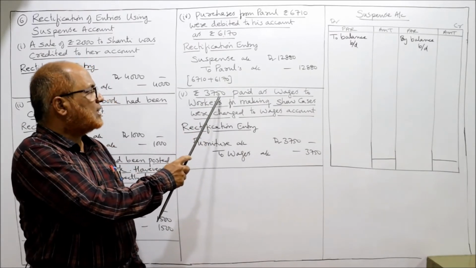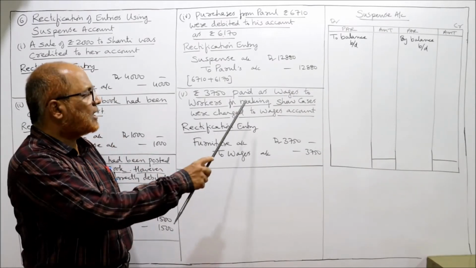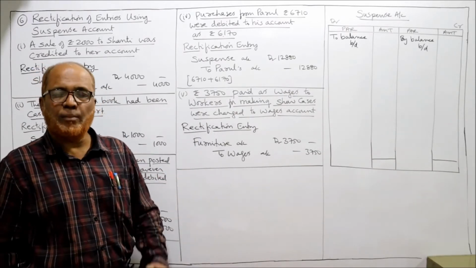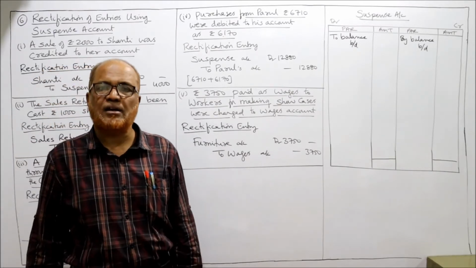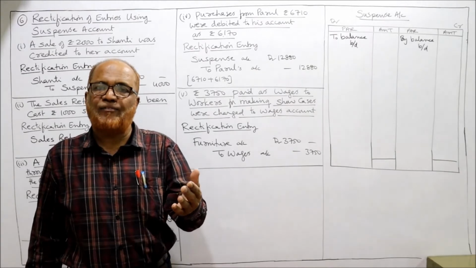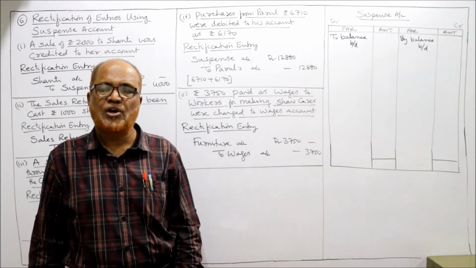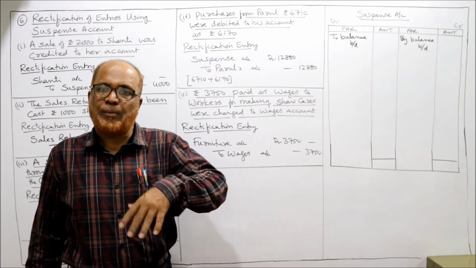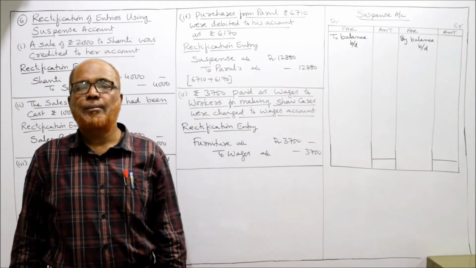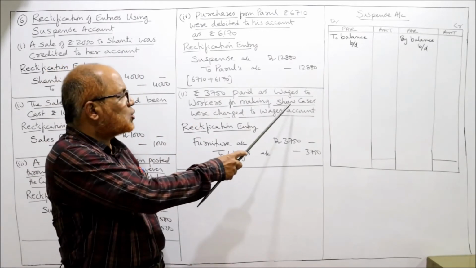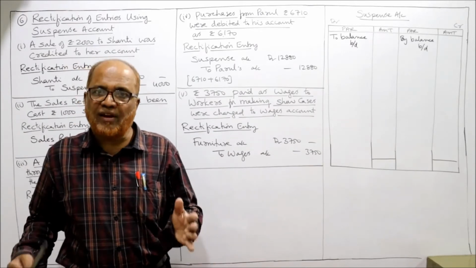Last one. Rupees 3,750 paid as wages to workers for making showcases were charged to wages account. See here, when wages are paid for workers for converting raw material into finished goods for production purpose, then wages should be debited. But here wages are paid for making showcases. Showcase is the furniture. Making furniture.